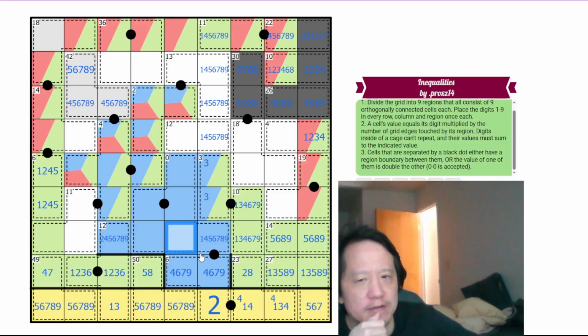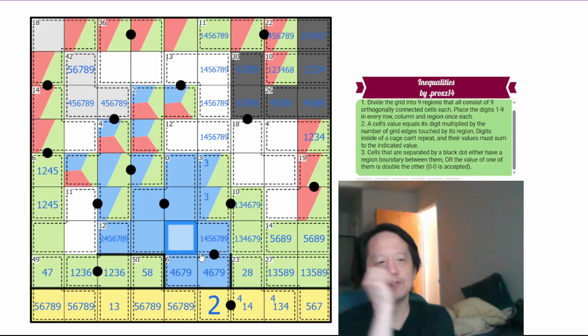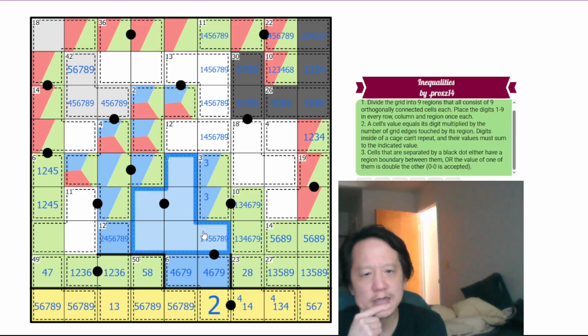I think the black dots are going to have to be an either-or. It cannot be both, I don't think. Because if it were both, I don't think there's a way you can really differentiate these. That's just my thought process there.